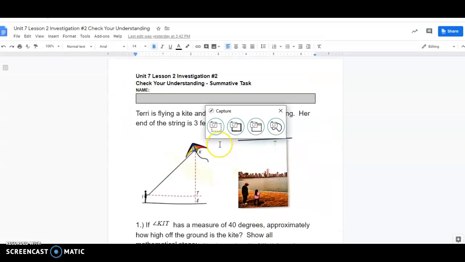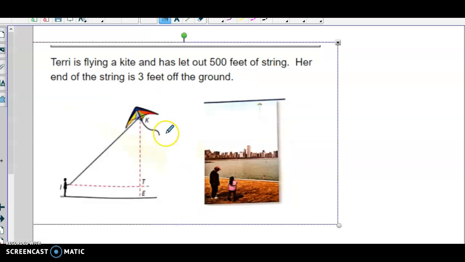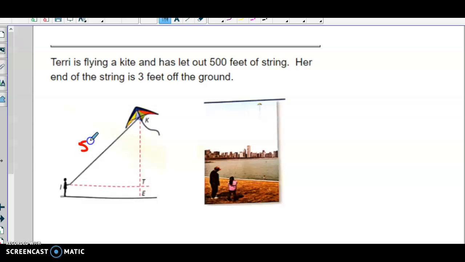Let's just kind of visualize this. Her string is 500 feet. Her end of the string is 3 feet off the ground. So we know this is 3, and this is 3. And we know that for the problem, this angle is important, right? This is either a 40-degree angle, or later on it becomes a 56-degree angle. And you have to figure out, I think the question is, how high up is the kite? So it's 3 plus this. I've given you so many hints here to answer it, and I want you guys to write out your answer step by step, okay? Hopefully this is helpful.